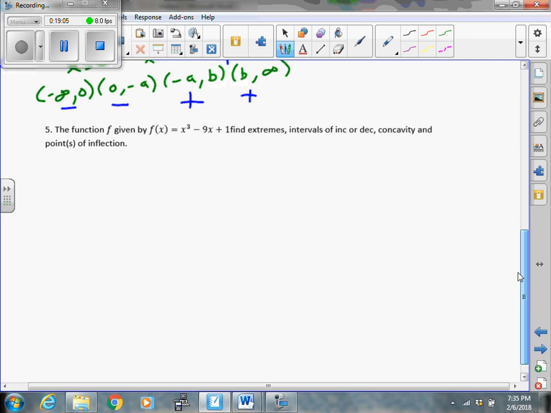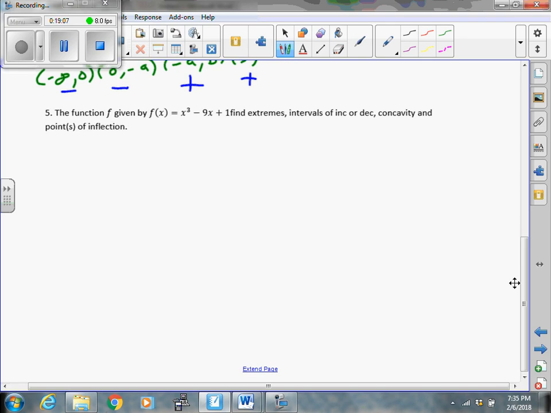Now here's an all-encompassing question. Find the extremes and the intervals of increase and decrease, which individually could be questions, but the process pretty much remains the same. Extremes and intervals of increase pretty much fall in the same category. You still need those crits.